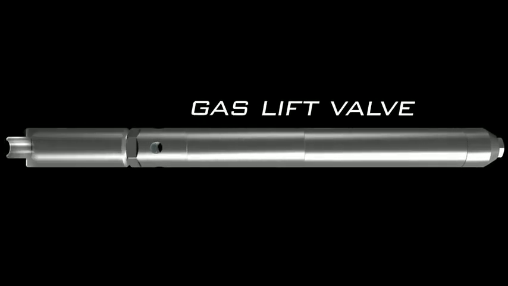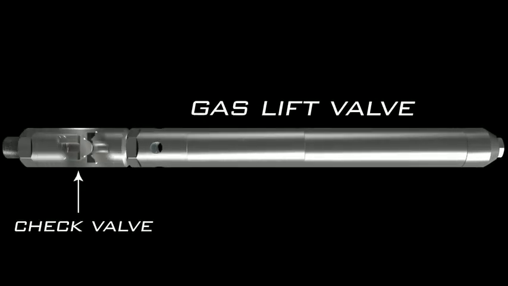Employing a metal-to-metal seal, the check valve protects against backflow from the tubing to the annulus. This type of spring-loaded check valve is used with gas lift valves that do not have an integral check valve.